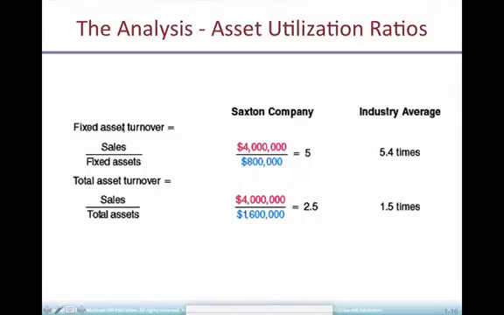Fixed asset turnover is calculated as sales divided by fixed assets. How quickly I turn over my fixed assets. Sales 4 million divided by fixed assets 800,000 comes out to be 5 times, a little below industry average. Probably because my business has 800,000 in fixed assets, which is really 50% of total assets.